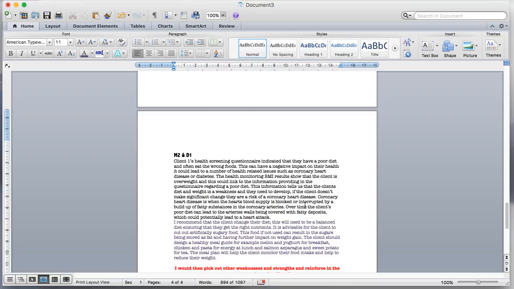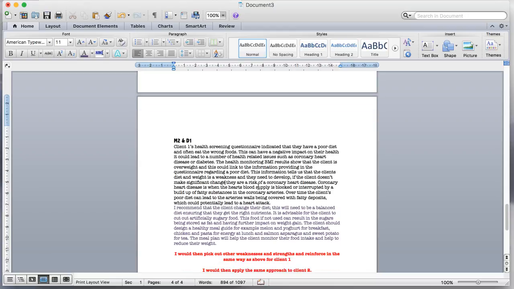And then I've gone on to say what coronary heart disease is. Coronary heart disease is when the heart's blood supply is blocked or interrupted by a buildup of fatty substances in the coronary arteries. Over time, the client's poor diet can lead to the artery walls being covered with fatty deposits, which can potentially lead to a heart attack. Okay, so I've kind of explained this first part.